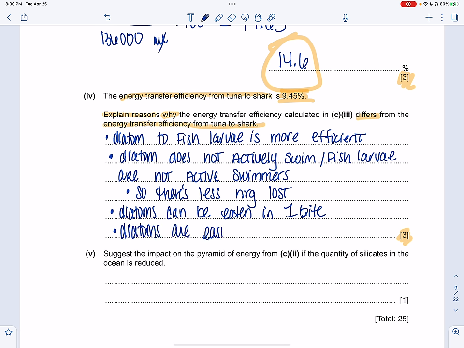Diatoms are easily digestible, where they don't have complex tissues. Things that do have complex tissues: tuna. Tuna has obviously its bony skeleton. That is not biomass, that is not digestible. They have multiple different complex tissues. They might have some spikes on their scales, on the outside of their skin. There's a lot of parts that aren't going to be able to be eaten. And those pieces that do get ingested, they're going to take energy for the shark to actually have to break down. So just not the most efficient feeding relationship there.